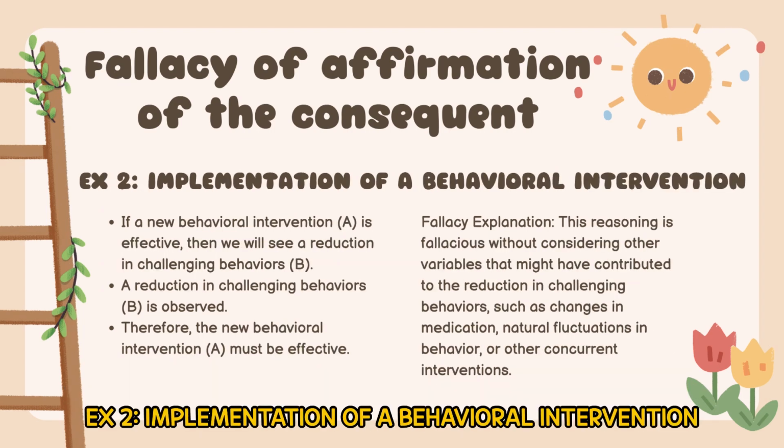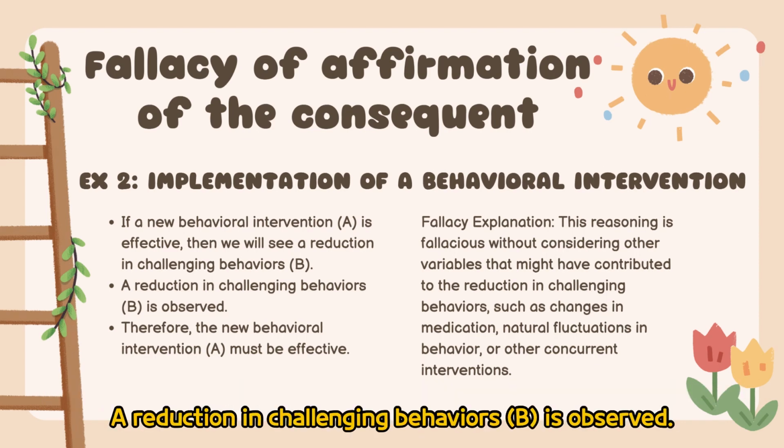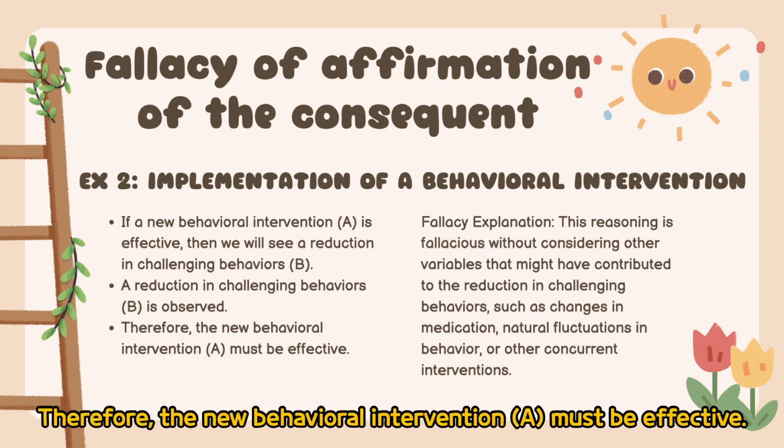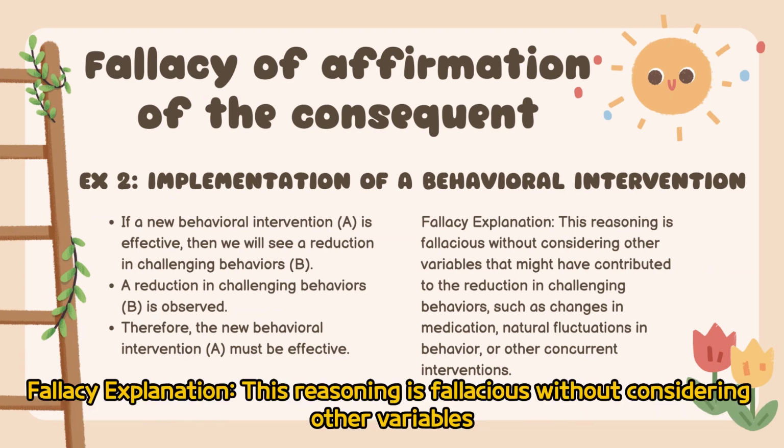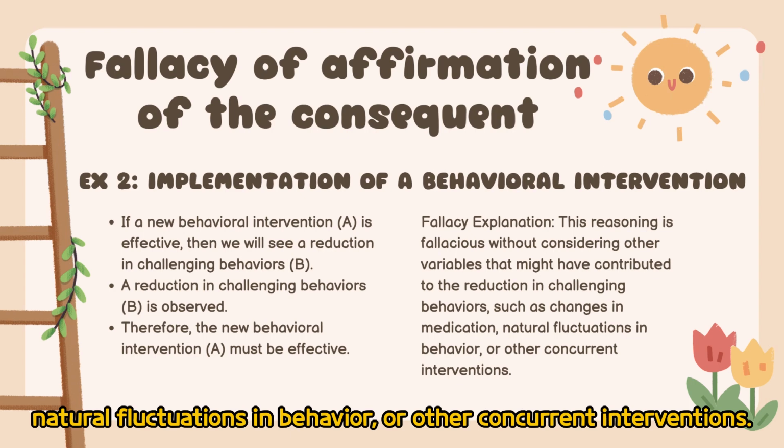Example 2. Implementation of a behavioral intervention. If a new behavioral intervention (A) is effective, then we will see a reduction in challenging behaviors (B). A reduction in challenging behaviors (B) is observed. Therefore, the new behavioral intervention (A) must be effective. Fallacy explanation. This reasoning is fallacious without considering other variables that might have contributed to the reduction in challenging behaviors, such as changes in medication, natural fluctuations in behavior, or other concurrent interventions.